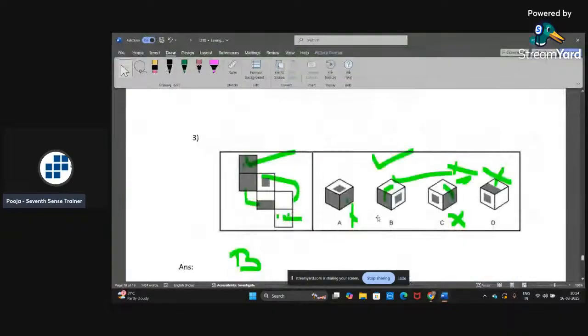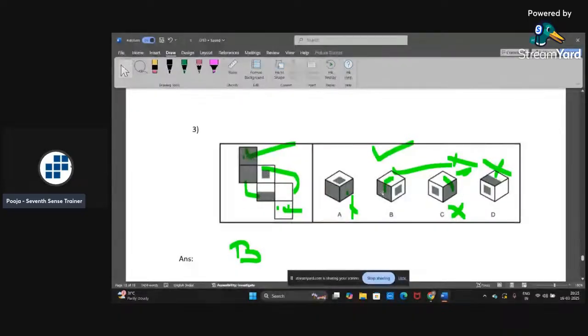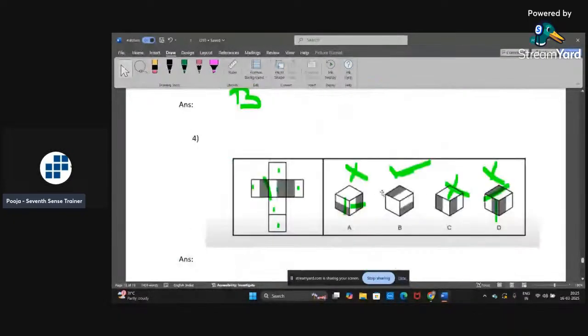See in this option, B is the right one because here, this will be the continuous phase, right? And this also, we have the continuous phase and it will be covered with the top phase. So the B option is the right one.